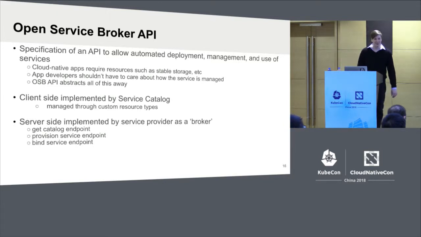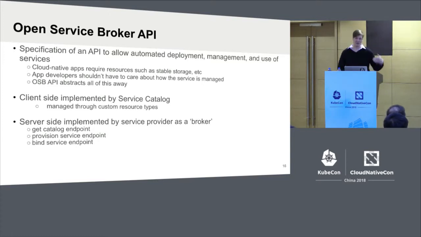The archetypal example we use is a relational database. That's something that cloud native apps usually need. They need somewhere to keep their stuff because they're stateless. That's a good fit for the OSB API model, but it can be pretty much anything. We want to solve the problem of app developers having to care about this stuff. They should focus on developing their app, not on how to manage their database or how to hook up their app to a message queue. They shouldn't have to care about any of that.